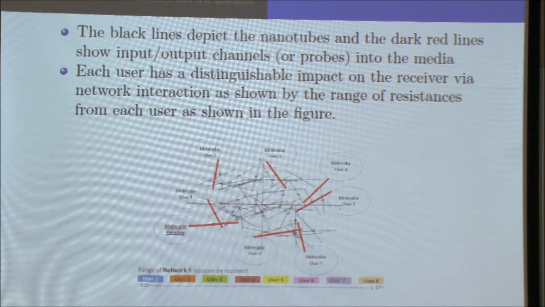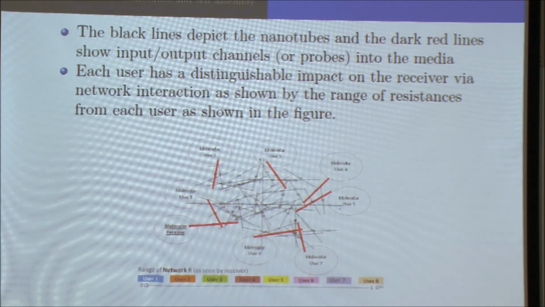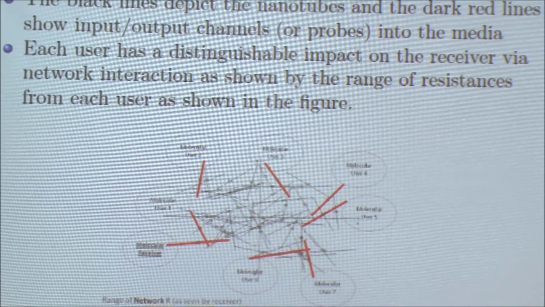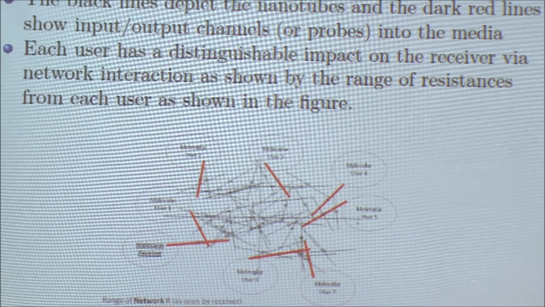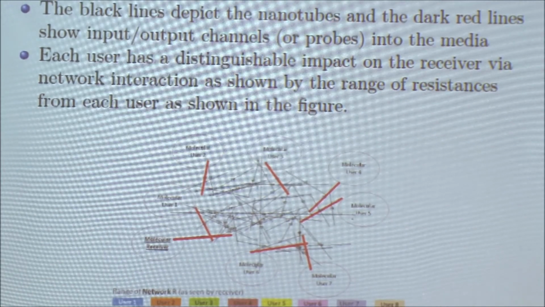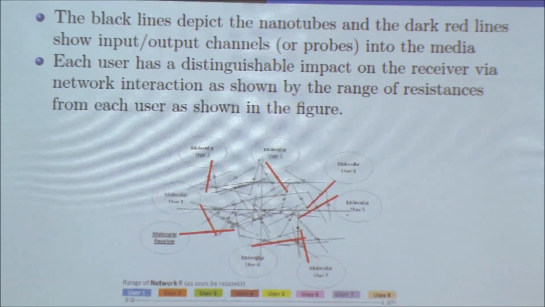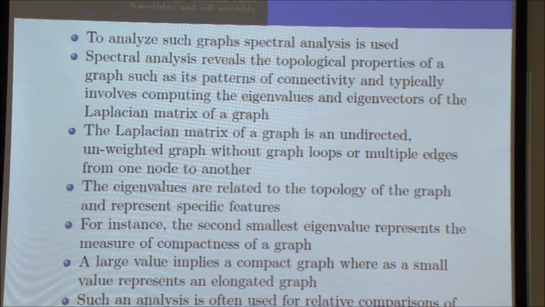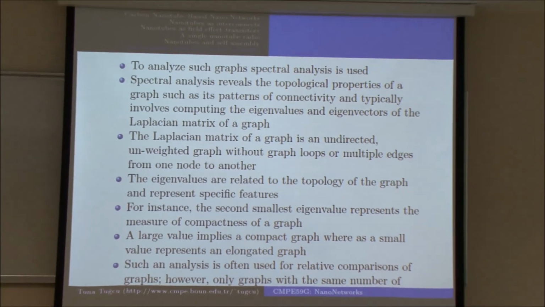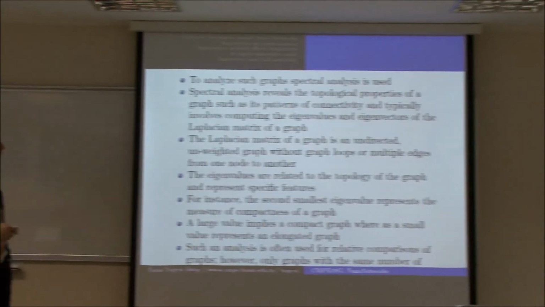and inside these random nanotubes touching each other are providing you your network actually. And your communication is somehow propagated over these nodes. But these are, as you can see, randomly deployed. So each user has a distinguishable impact on the receiver via network interaction, as shown by the range of resistances from each user. So that could be one option. To analyze such graphs, what you need to do is make use of spectral analysis.